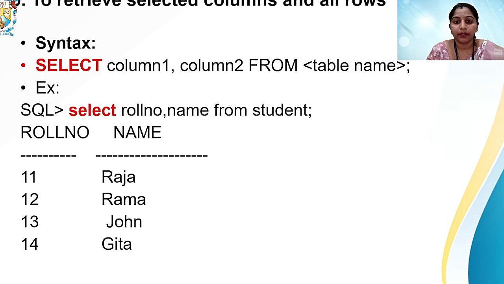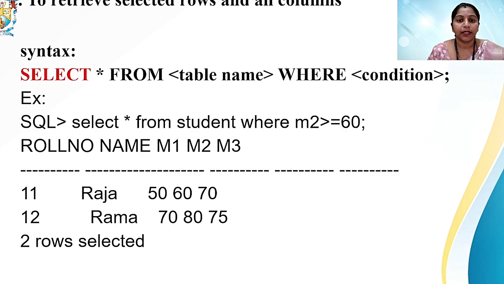As we have given, select roll number, name from the student table. So roll number will have 11, 12, 13 and 14, and the respective names. Next is to retrieve the selected rows and all columns. We'll see the syntax. Here we retrieve all the rows but selected columns.